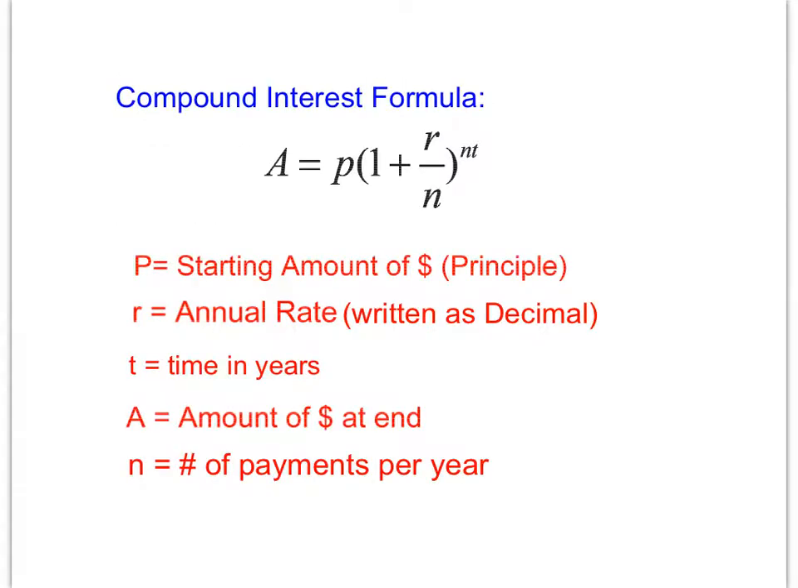And also just take a couple minutes right here, make sure this is in your notes. We'll talk about this in class, but here's our compound interest formula. Our P is our starting amount of money, or the principal, the starting amount of anything. R is our annual rate, written as a decimal. T is time in years. A is the amount of money, or the amount of growth we have at the end. And the N is the number of payments per year, or the number of times that things are growing. And we are measuring that growth per year.